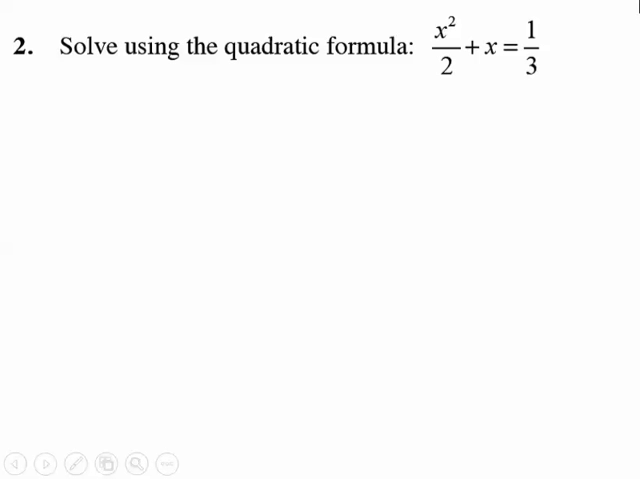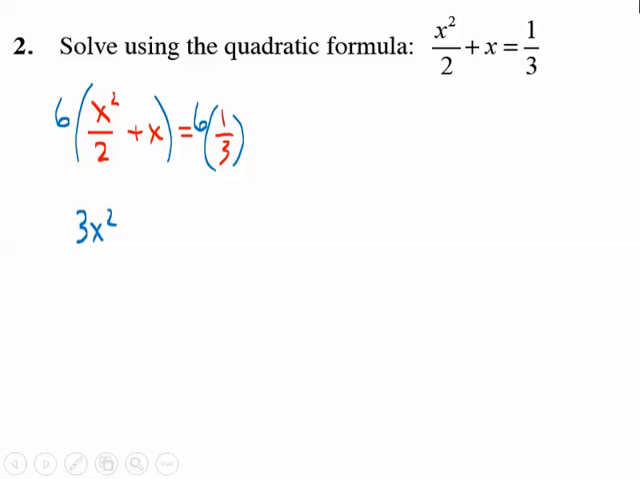Let's multiply through by the common denominator. Let's multiply both sides by 6. That will get rid of my fractions. And again, I'm able to do it because I have an equal sign on my hands. So multiply 6 over here, 6 over there. All right, 2 goes into 6 three times, with x squared. 6 times x gives us 6x, and then 6 times a third, 3 goes into 6 twice, so just a 2.